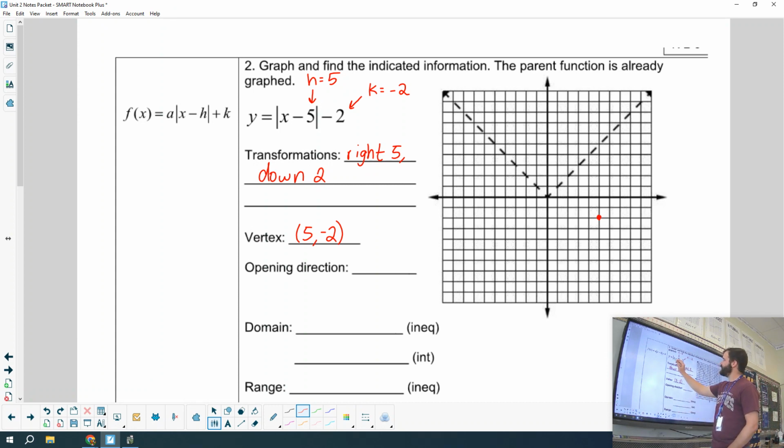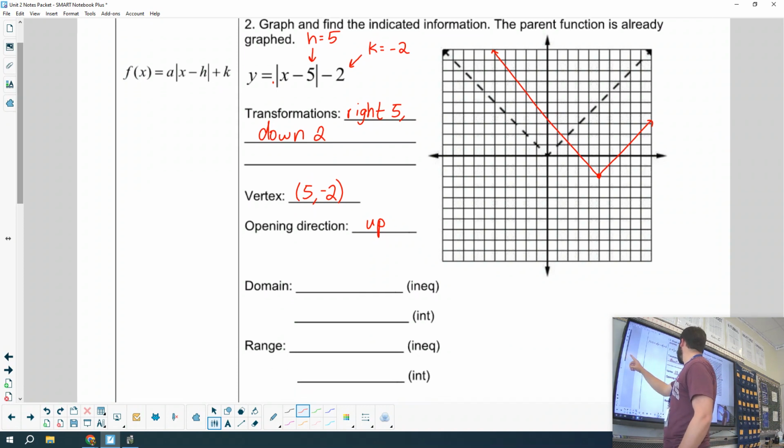Okay? Then we can think about my opening direction. And my opening direction is positive here in front. It's positive. So my opening direction is up. So I can go here and just draw my V on. All I did was I shifted my V over. Okay? That's it. I just shifted it over. I shifted it to the right 5 and down 2.